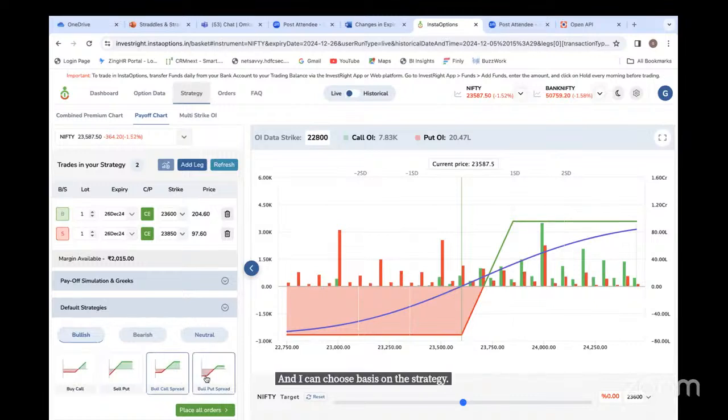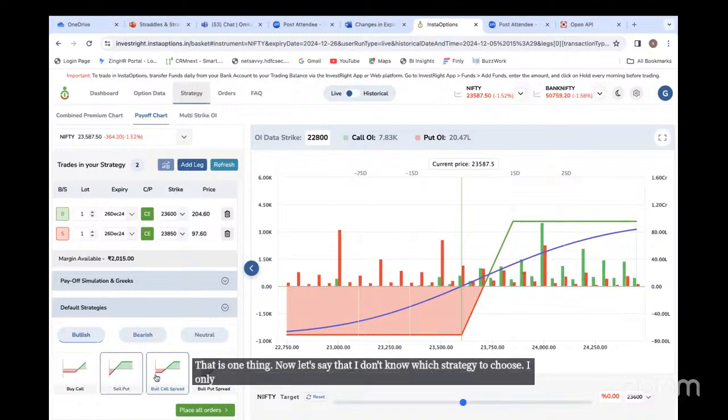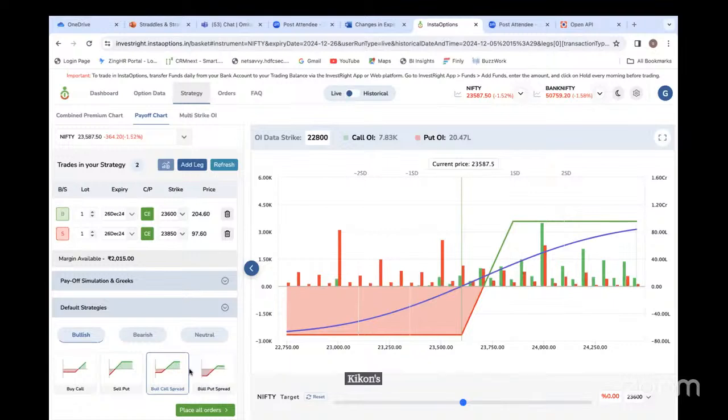That is one thing. Now let's say that I don't know which strategy to choose. I only have a view. Here we have to choose a strategy, but I don't know the strategy names. If the market looks bullish or bearish to me, which strategy should I take, I don't know. Okay, how do we survive in such condition?